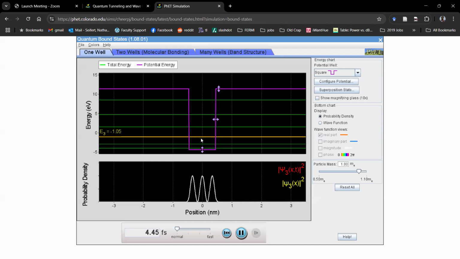And I just keep going up and up and up in energy, adding more and more peaks and troughs to our wave. Now I'm in the 6th energy level: 1, 2, 3, 4, 5, 6 maxima, and 1, 2, 3, 4, 5 nodes in the middle. So we're getting this harmonic structure to the wave function.